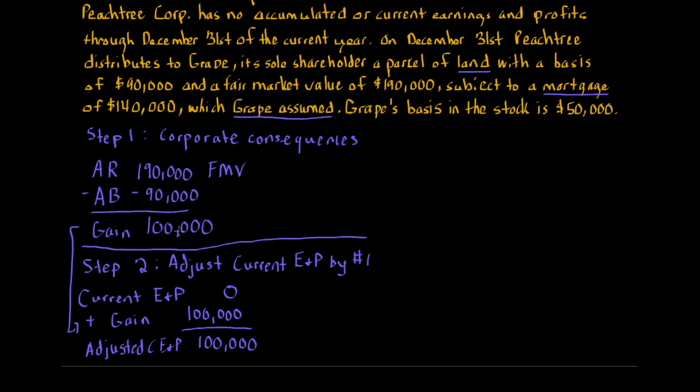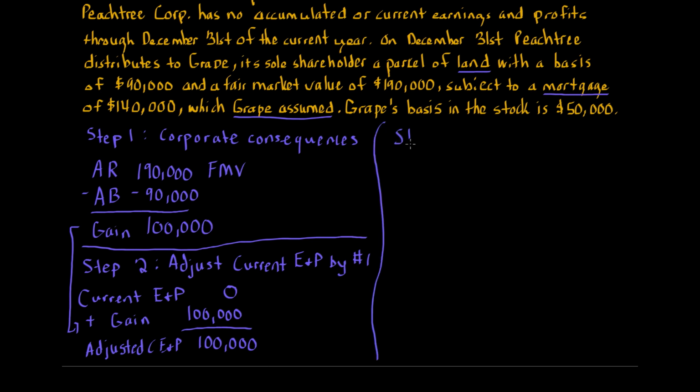Again, we have a gain here. And by the way, the character of this gain is going to be whatever the land is. So this land looks like it's business land. And if it's held for more than a year, it's going to be section 1231 gain, just so you know. Then the current earnings and profits is adjusted by $100,000.